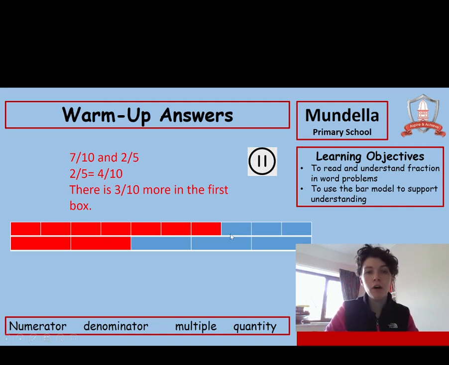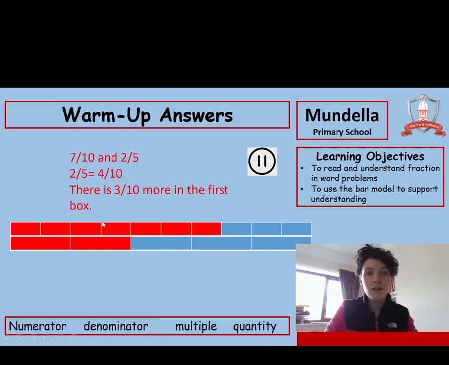So in the top bar, you can see that I've split this bar into 10 equal parts, and I filled in 7 as red. Below, I've drawn an identical bar, the same size, however I've split this into fifths because I was originally given the fraction of 2/5. So this is sort of pizza 1 and this is pizza 2. 2/5 have been filled in.